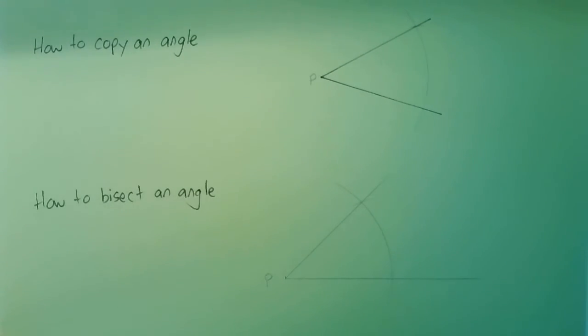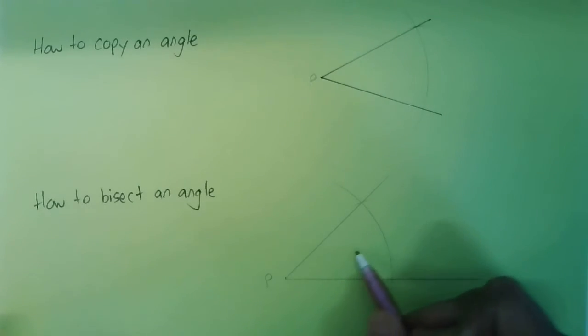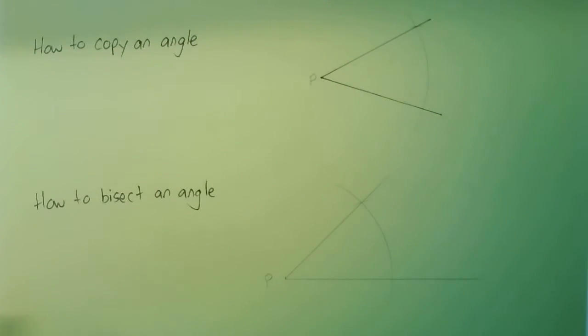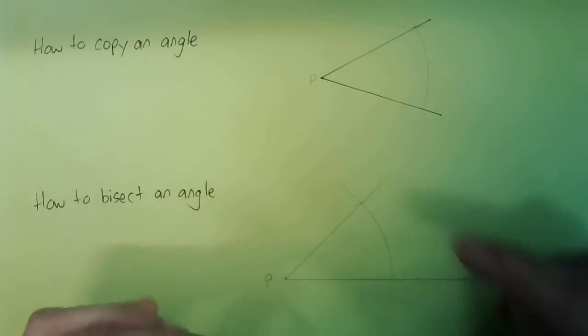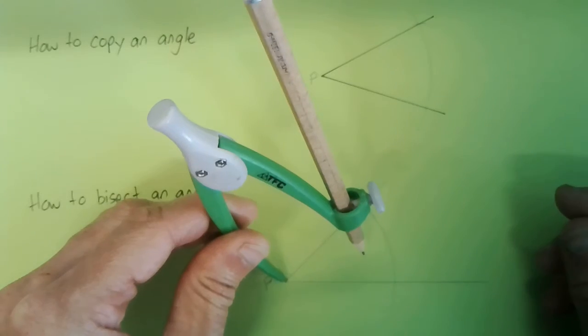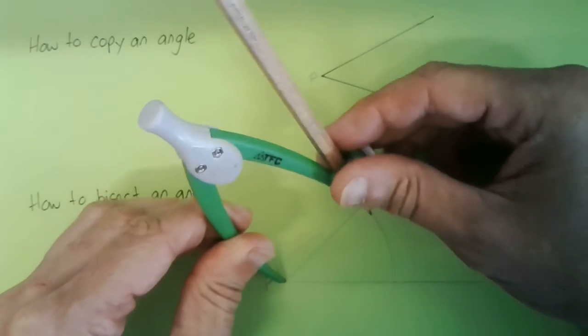Okay, now what about how to bisect the angle? Well, let's use the angle we just copied. Bisector means cut it equally in two bits, so it's basically I want to put a line along here in the middle. So the way to bisect an angle is, well, the first move I would have said, if it was just an angle without this arc drawn in there, I would have said to draw an arc. So let's use the arc that's already drawn.